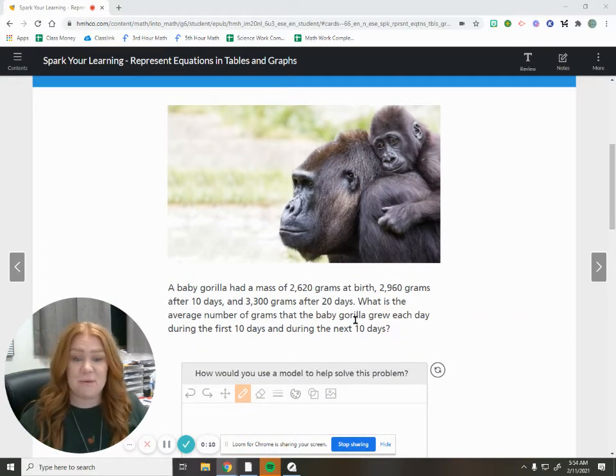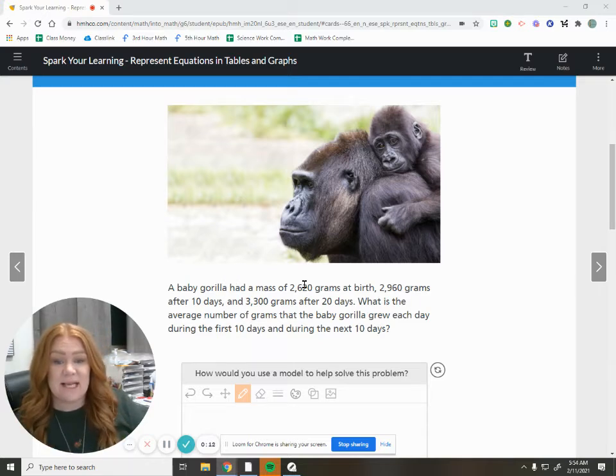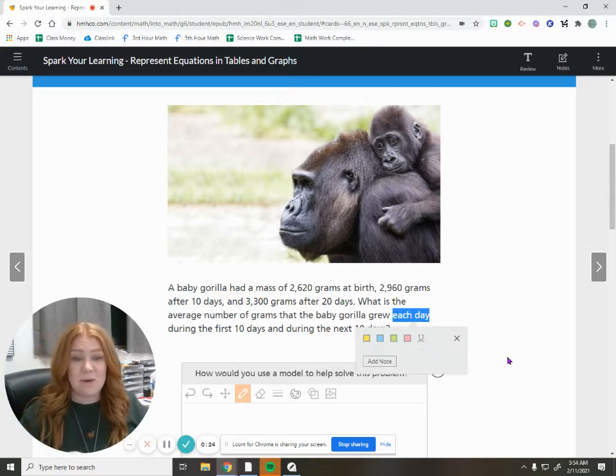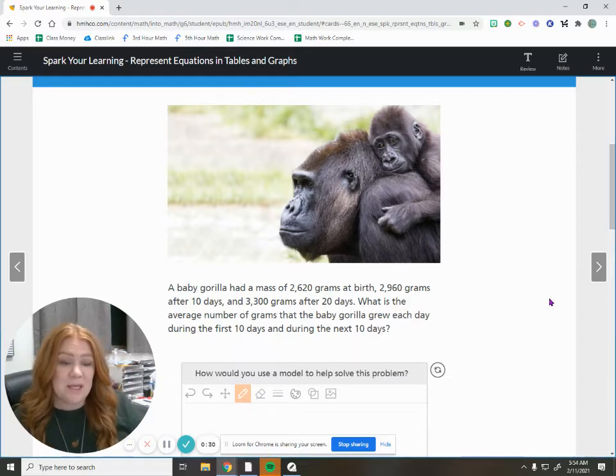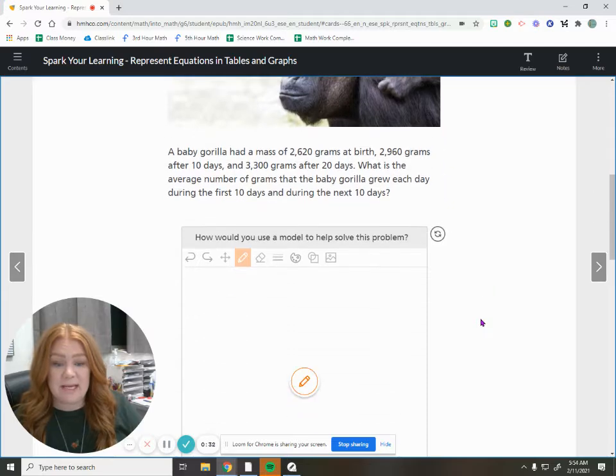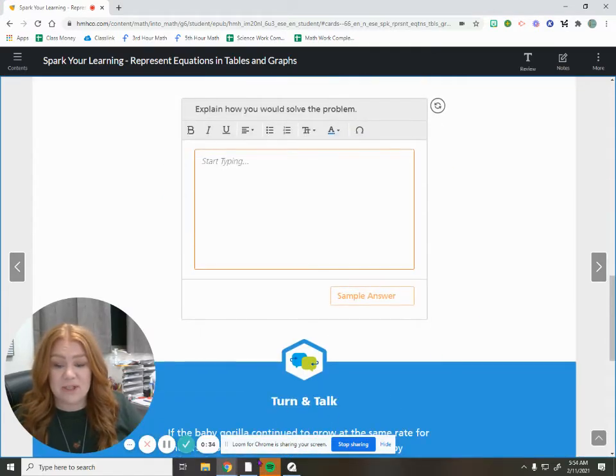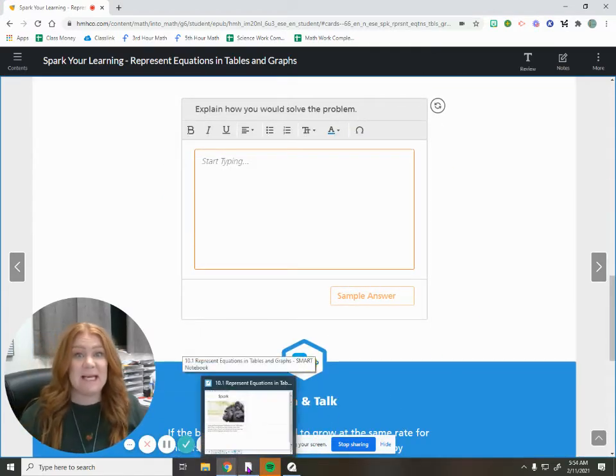A few things to notice. It tells us how much a baby gorilla weighed at birth, after 10 days, and after 20 days. And it wants to know on average how much it grew each day. So I want to know how much a gorilla was growing every one day. Go ahead and try that problem and answer the questions, and then come back and see how I thought about this problem.